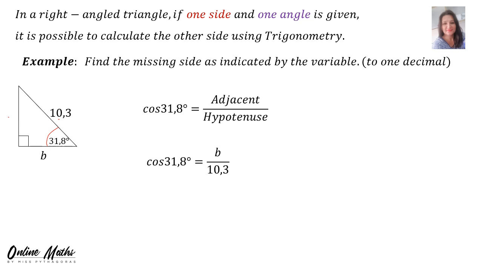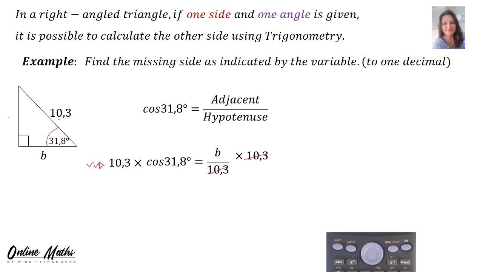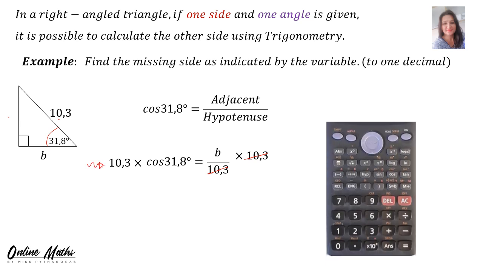Now I want to solve b. Therefore, I will multiply on the left and on the right hand side with 10,3. This will cancel. So now I'm here, and this is where I'm going to now slot the values into my calculator. The steps are, you enter 10,3 times cos, and there's your cos button, 31,8, and you have to close the bracket, equals, and the answer, b's value is 8,8.